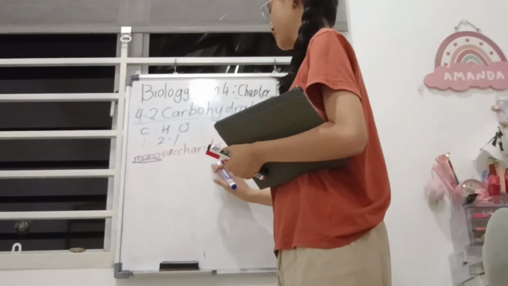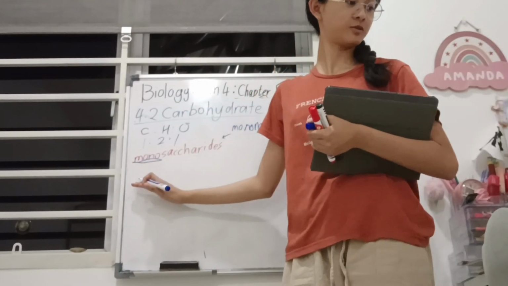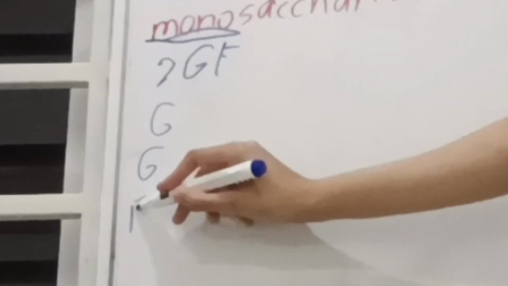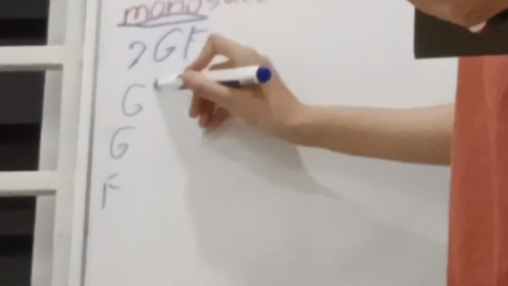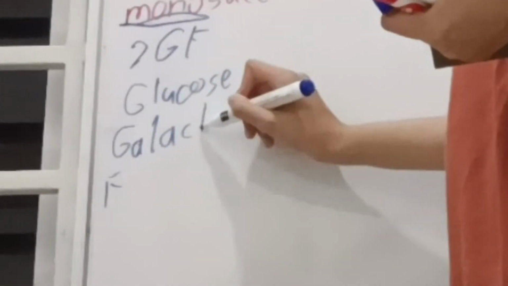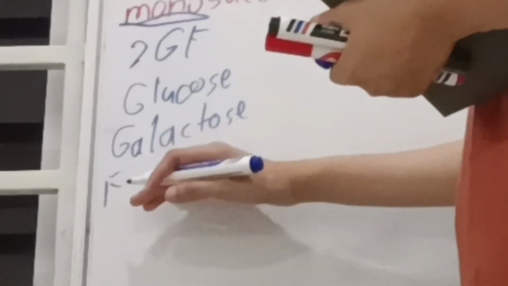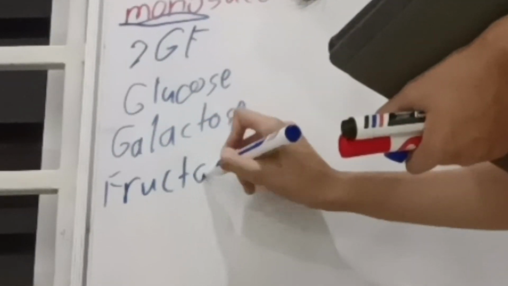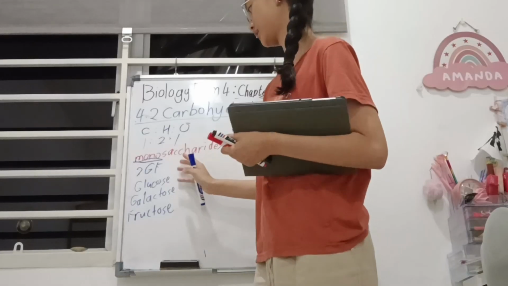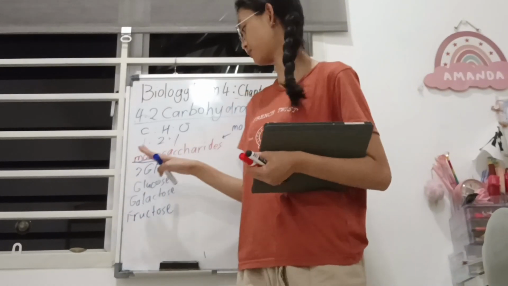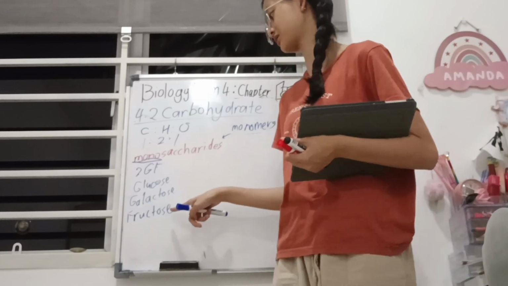Okay, so monosaccharides, this one, you need to remember 2 girlfriend. Why? Because there's 2 G and 1 F. The first G is glucose, the second G is galactose, and the third one is F, which is fructose. So monosaccharides are monomers. Examples of monosaccharides are glucose, galactose, and fructose.